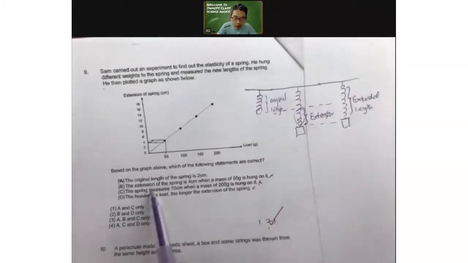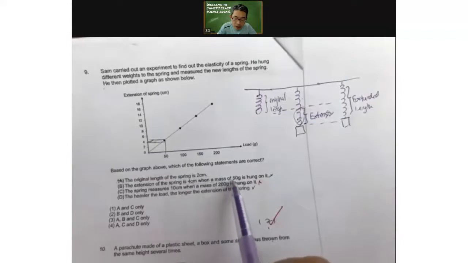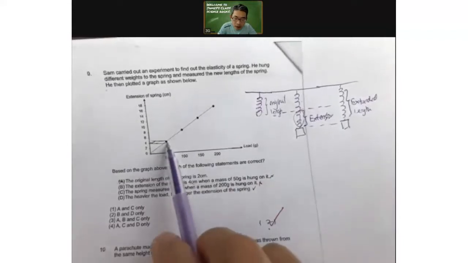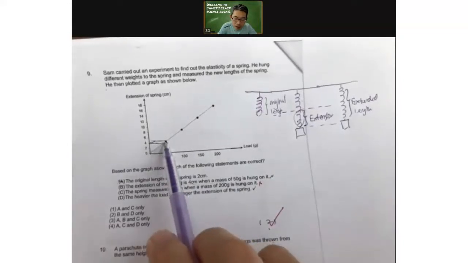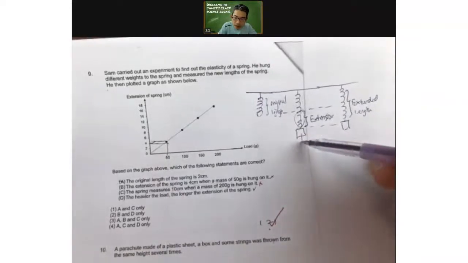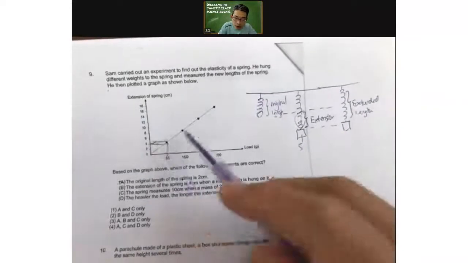Okay, so let's take a look at the terms here. The extension of the spring is 4 cm and the mass of 50 grams is hung. 50 grams put here, extension is 4. Okay, 50 grams, extension is 4, seems correct, roughly there.